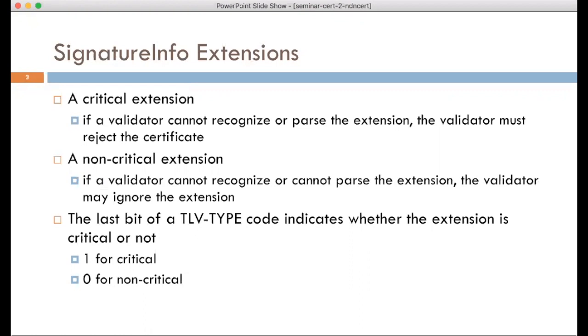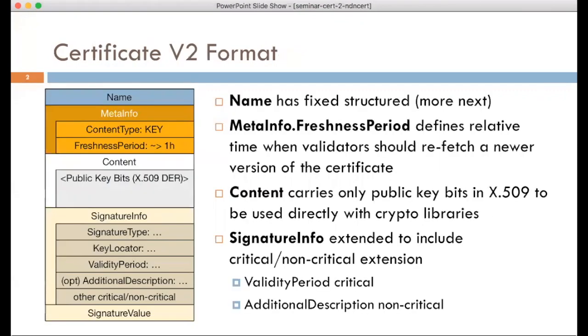We have adopted a convention very similar to the IPv6 convention for extensions: if the last bit of this TLV type is 1, then it is a critical extension. If it's 0, then it is non-critical. But again, I will highlight that so far we only have one critical and one non-critical. Hopefully we're going to have more going forward.